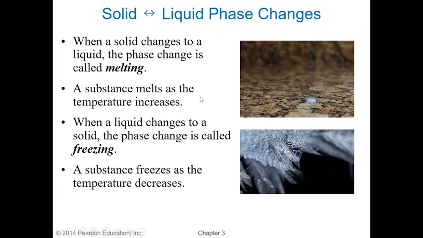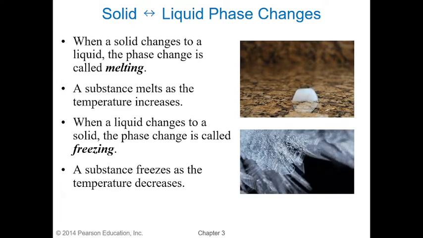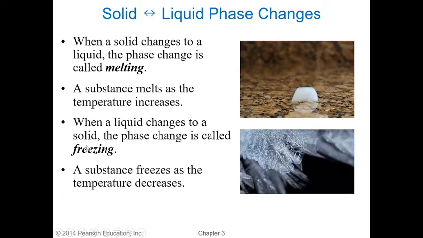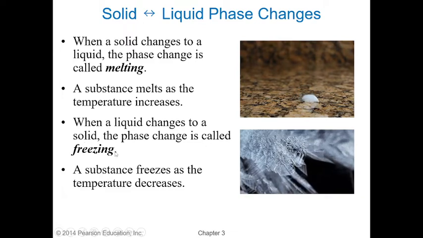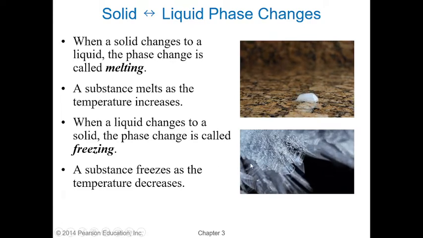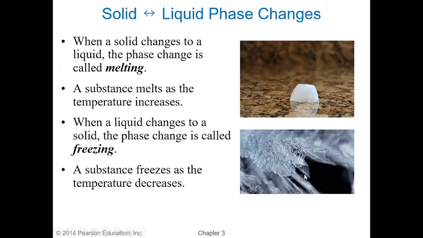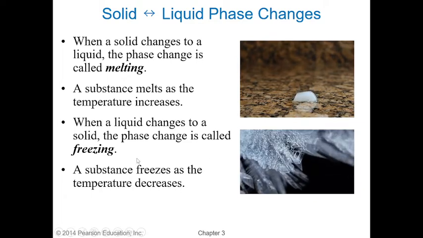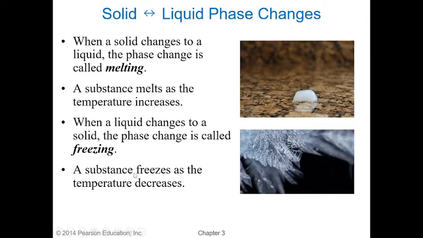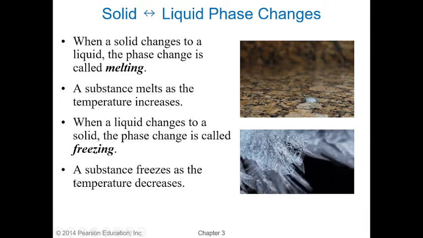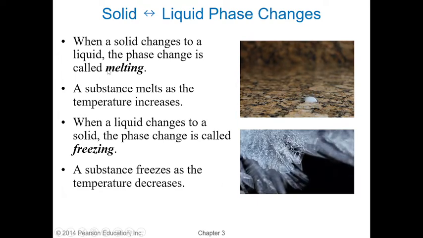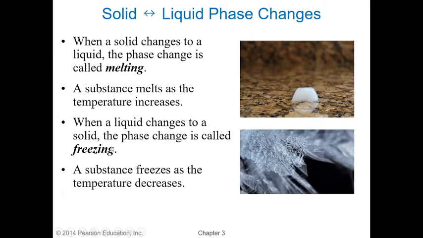But how about if we do the reverse? So we have liquid to solid. When a liquid changes to a solid, the phase change is called freezing. This one is a GIF or animation of the freezing. As you can see, ice crystals are being formed. This will only happen if the temperature of your substance decreases. So a substance freezes as the temperature decreases. Okay, so please take note of the terms melting and freezing.